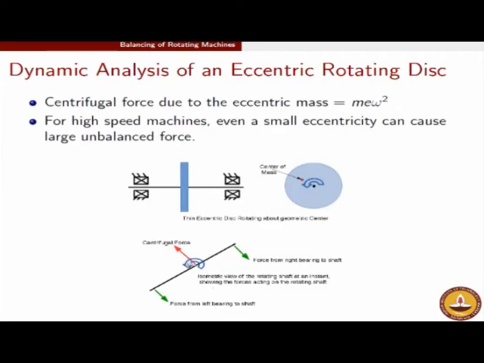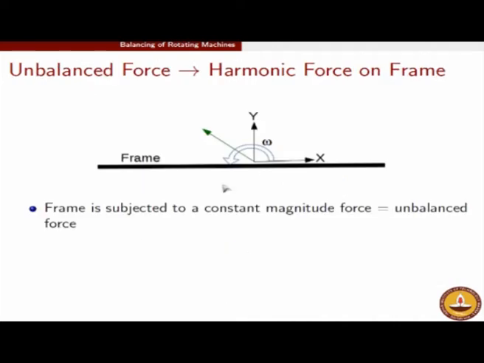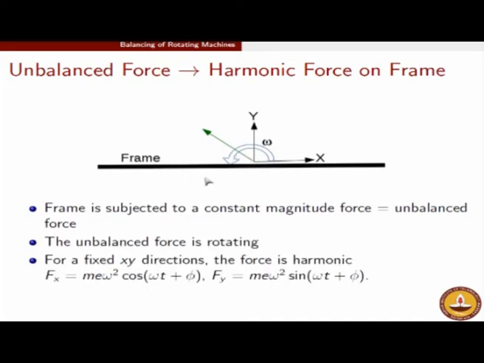Now this entire system is undergoing rotation. So the angular orientation of these red arrows and green arrows is always going to change from instant to instant, and therefore the reaction force to this green arrow is also going to change its orientation. At a certain instant it is showing this. So between different orientations we see that the frame is subjected to a constant magnitude force, which is the unbalanced force, given by m e omega square.